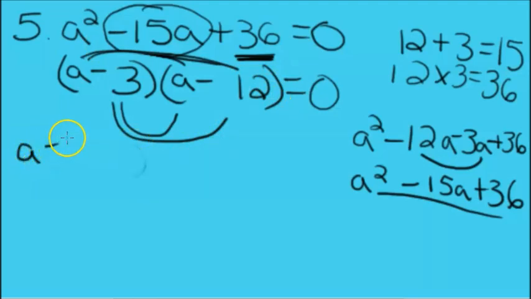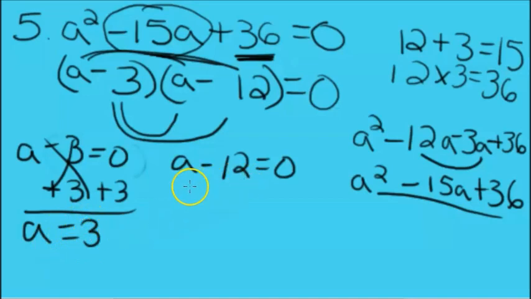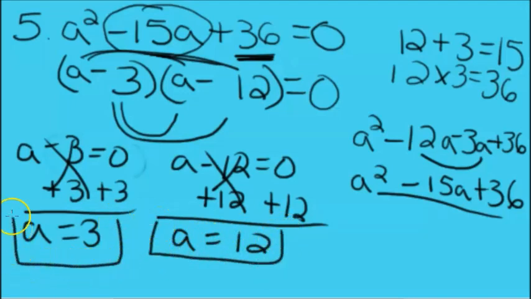So we have a minus 3 is equal to 0. a minus 12 is equal to 0. So we try to get a by itself, so we add 3 to either side of this one, which gives us a is equal to 3. And then we'll do the same on this one. We're getting a by itself, so we're adding 12 on either side to make that cancel out. So a is equal to 12. So our answers are going to be a is equal to 12, a is equal to 3.